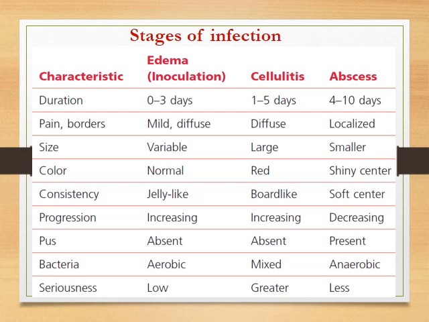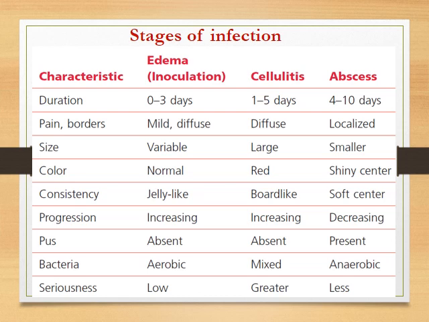After that, we will enter the cellulitis stage, from 1 to 5 days. It also has diffuse borders, no defined borders. Size is large. It's characterized by a red, hard swelling, and it is tender. Consistency, as I said, will be hard. Progression is increasing, also with no pus at this stage. In the cellulitis stage, we will see mixed aerobic and anaerobic bacteria.